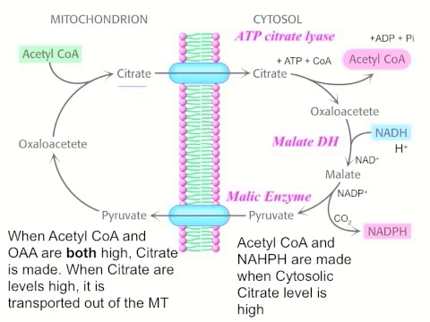Now, when acetyl-CoA and oxaloacetate are both high, citrate is made, and when citrate levels are high, it's transported out of the mitochondrion. And so what this indicates is the TCA cycle is not going full speed, so there's enough energy around. So there are enough building blocks, there is enough energy. So acetyl-CoA and oxaloacetate will combine to form citrate, which is then transported into the cytosol. And acetyl-CoA and NADPH are made when cytosolic citrate levels are high.